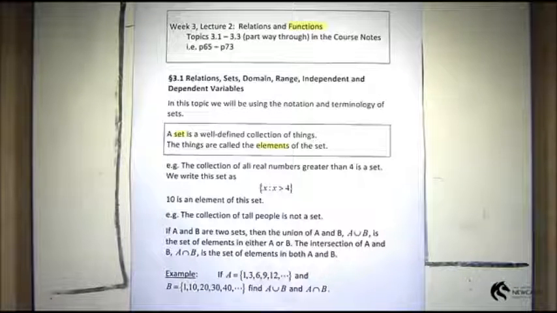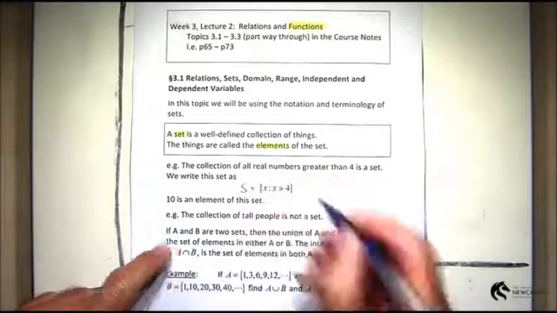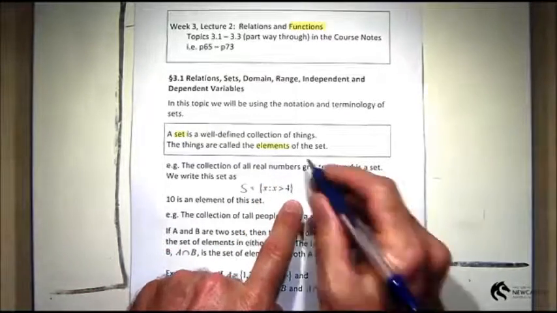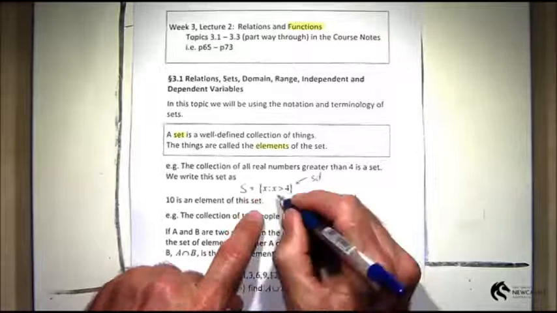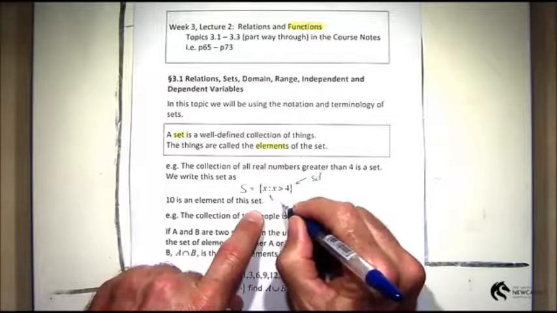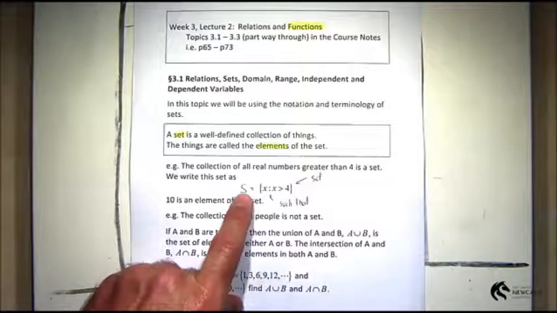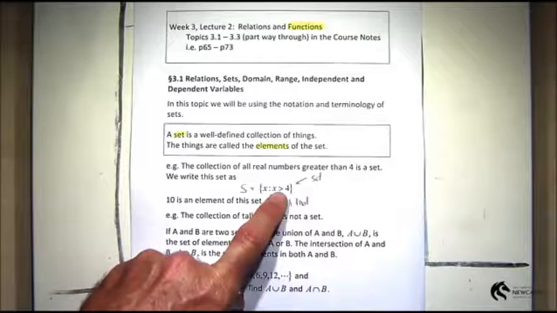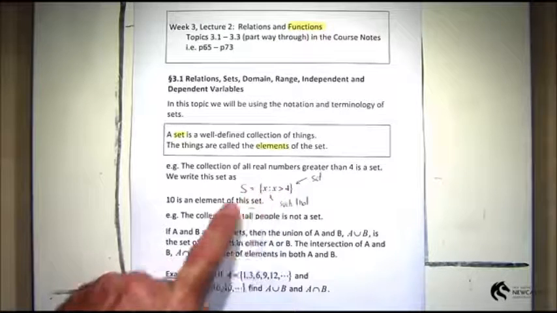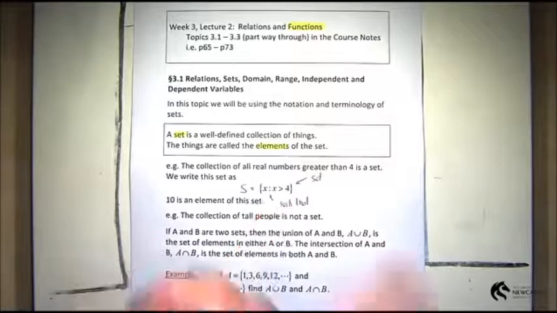So in here I might call that set S just for the minute. The curly brackets is our notation for a set. This colon here is interpreted as "such that". So this sentence would read, S is the set of numbers, and I use x just to refer to the numbers, such that the number is greater than 4. So that's a sentence in there, and that's how we would say that sentence: S is the set of numbers greater than 4.